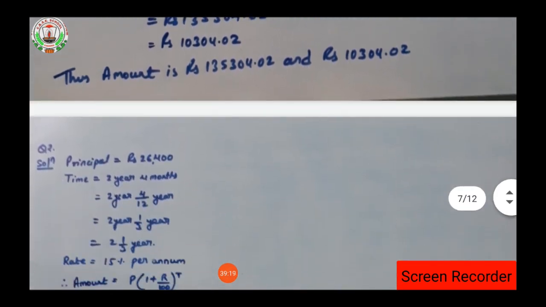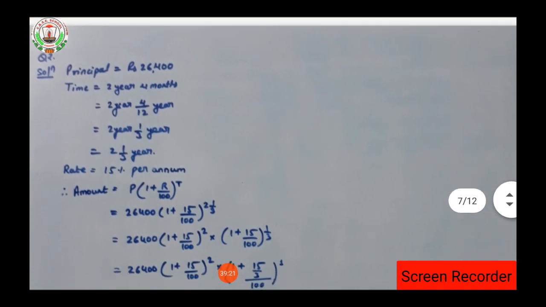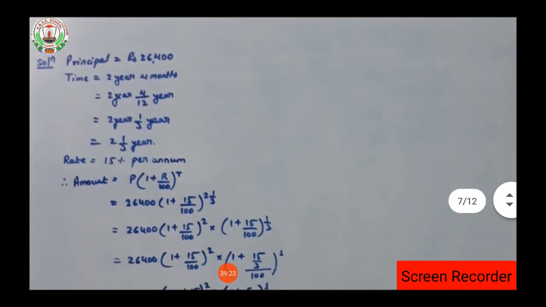It's a very important one. Try to learn again and again. Okay, now question number 2. What does question number 2 say? Kamla borrows principal from the bank. How much amount is Kamla going to borrow from the bank? That is 26,400 rupees. And time is 2 years 4 months.